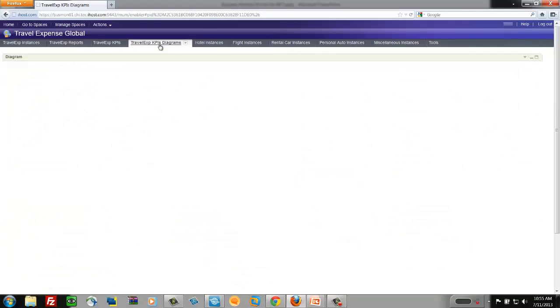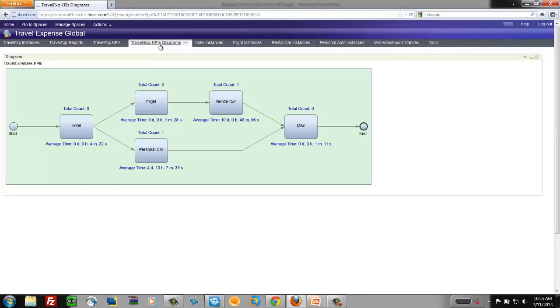And then we have one last diagram that's also generated by the system, and this shows us a visualization of the enterprise flow and then puts on it some of the interesting KPIs that we've got defined. In this case, the average time for each of the milestones in our overall process. And so our average time to complete the interaction with the hotel system was 4 minutes and 22 seconds.